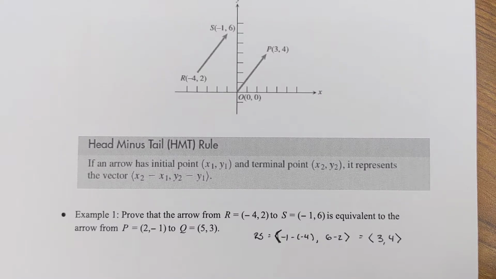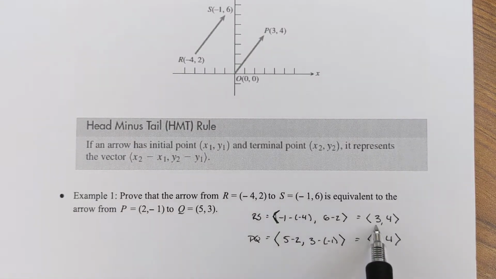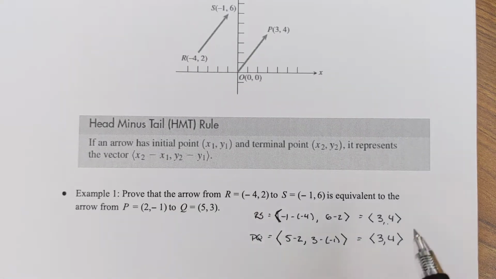So there's RS. And for PQ, similar thing, ⟨x2 minus x1, y2 minus y1⟩. So that's ⟨-3, 4⟩. So same vector. To go from this point to this point, you go left 3, up 4. To go from P to Q, you go left 3, up 4.